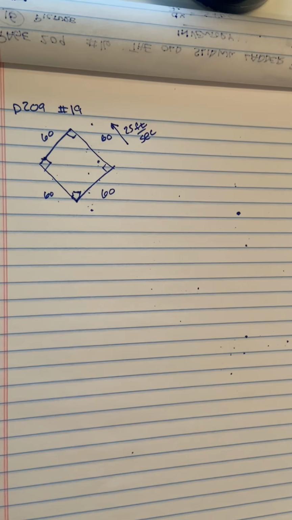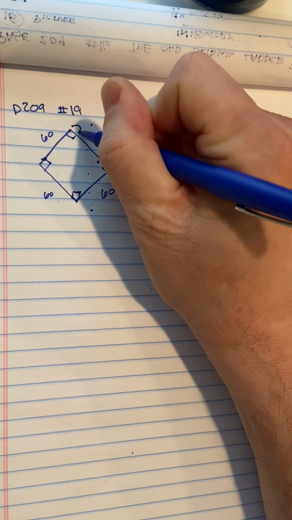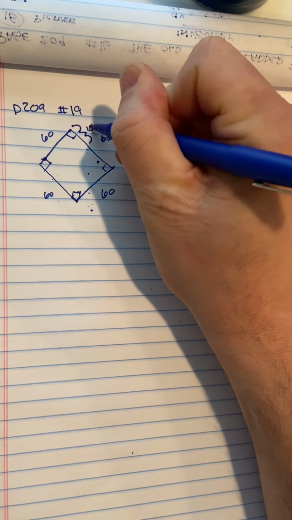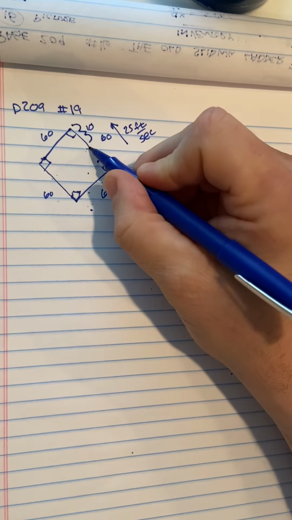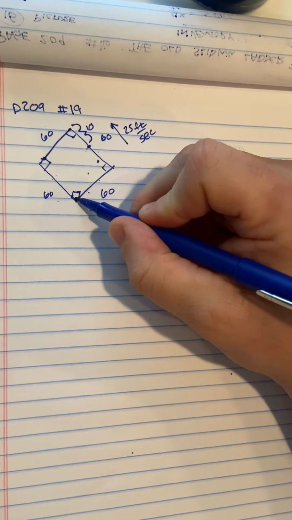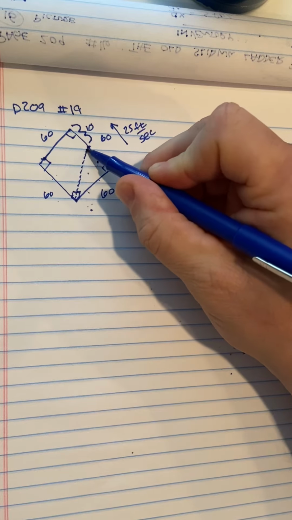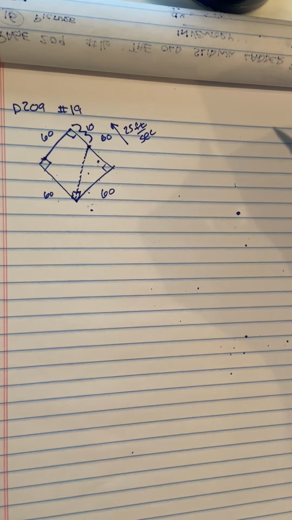At the instant when she is 10 feet from second base, what's the rate of the player's distance from home plate changing at that instant? So when she's right here, what's the rate of this distance changing at that instant?